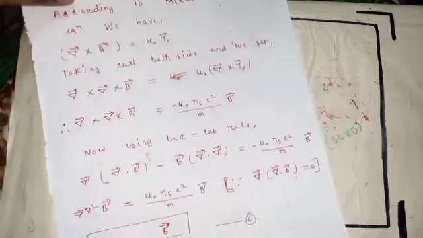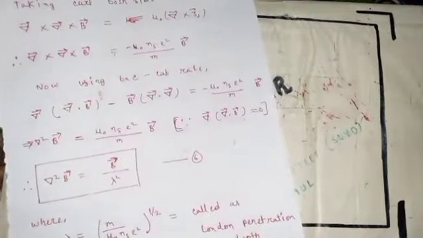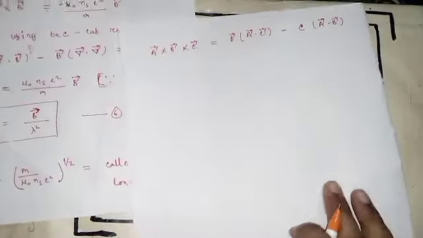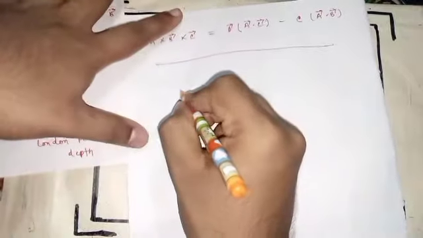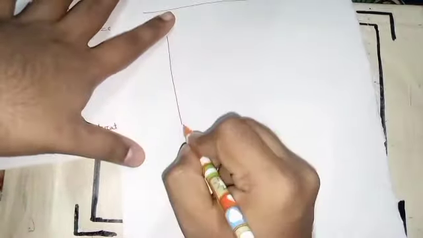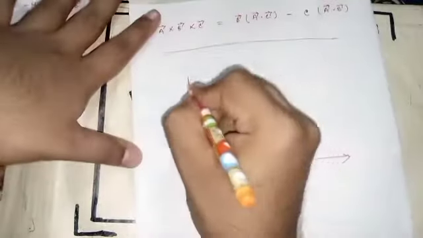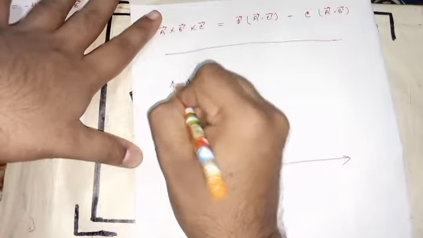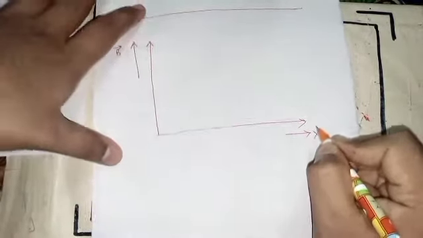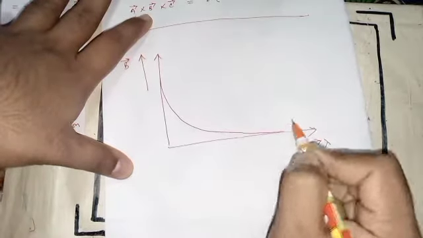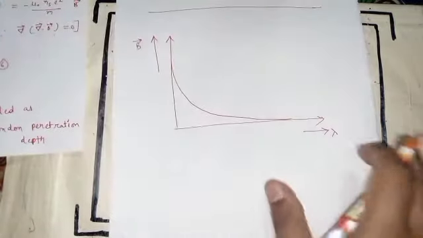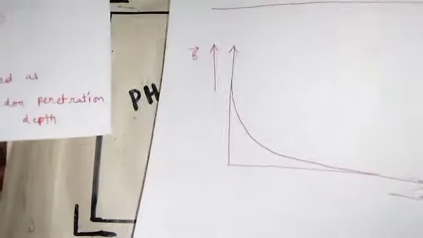Okay, now we simply draw the graph of the London penetration depth. The plot of the London penetration depth is like this: this is the magnetic field, and this is the London penetration depth, and the curve looks like this. Okay, this is the graph of the London penetration depth.